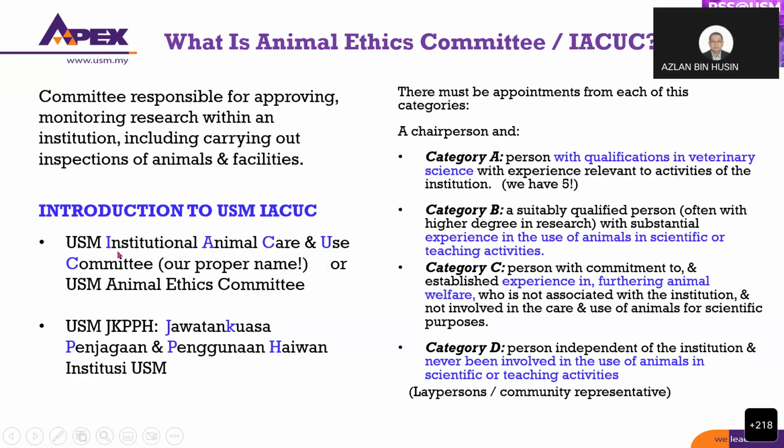IACUC stands for Institutional Animal Care and Use Committee, and it's also called the Animal Ethics Committee in Malaysia. In Bahasa, it's called Jawatankuasa Penjagaan dan Penggunaan Haiwan for USM. Its members come from different categories. They have a person who is qualified in veterinary science, 5 at the moment, and a person who has experience of using animals in scientific or teaching activities, and also experience in furthering animal welfare. And this category is basically the layperson.